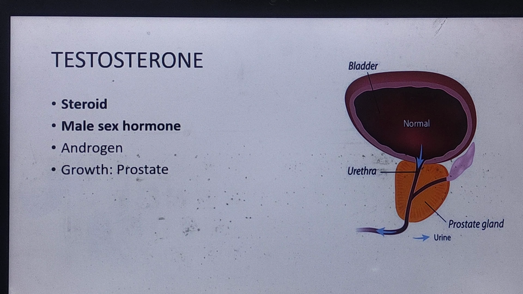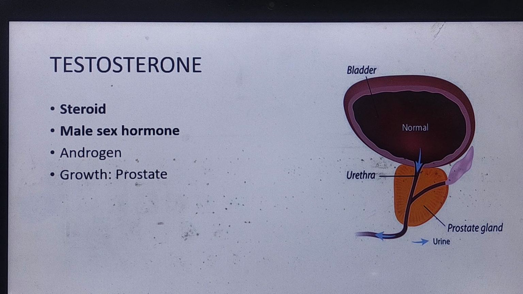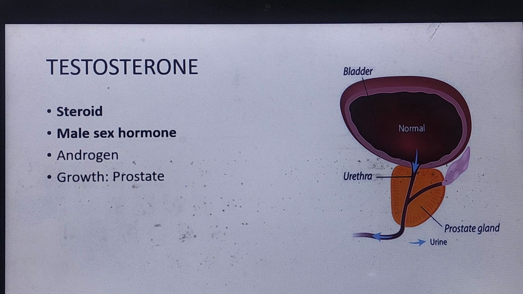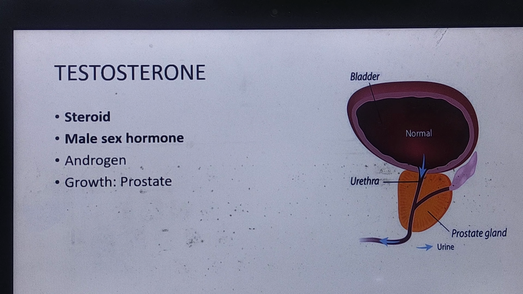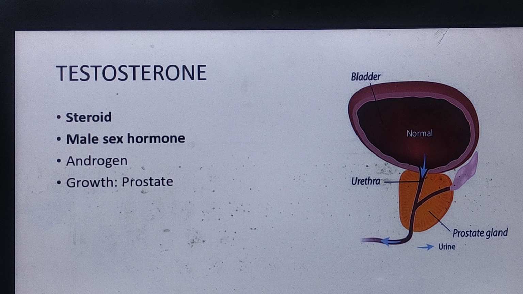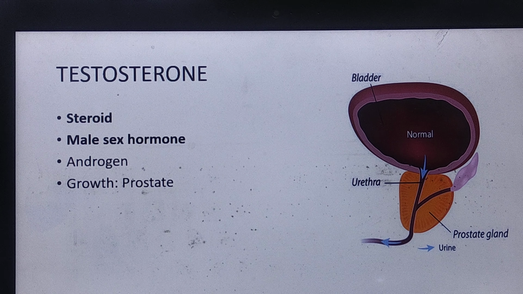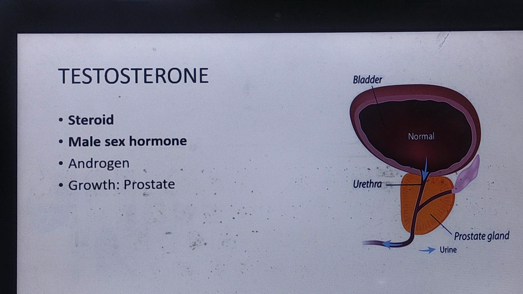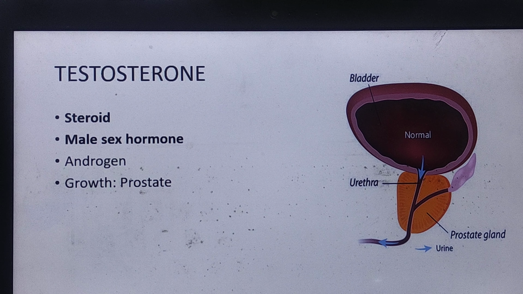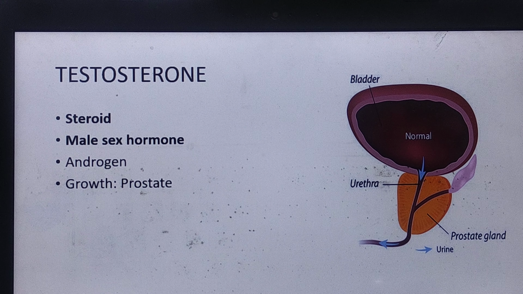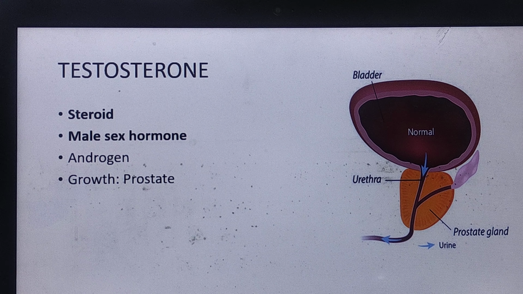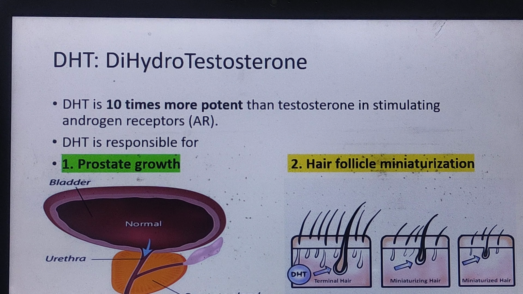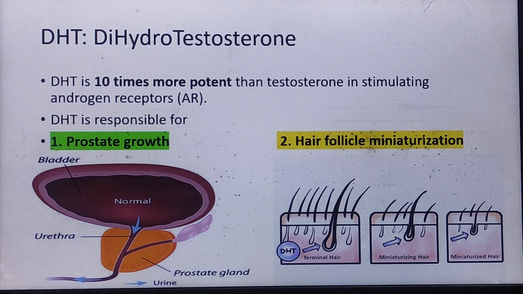So in this diagram you can see the picture of our genitourinary system. So there is a bladder, and there is urethra, and there is the prostate gland, and here the flow of the urine is shown. So testosterone, as we all know, it's a steroid in our body, which is normally present in our body. Other names for this testosterone: it is a male sex hormone, also known as androgen, and these male sex hormones are responsible for the growth of various organs in our body.